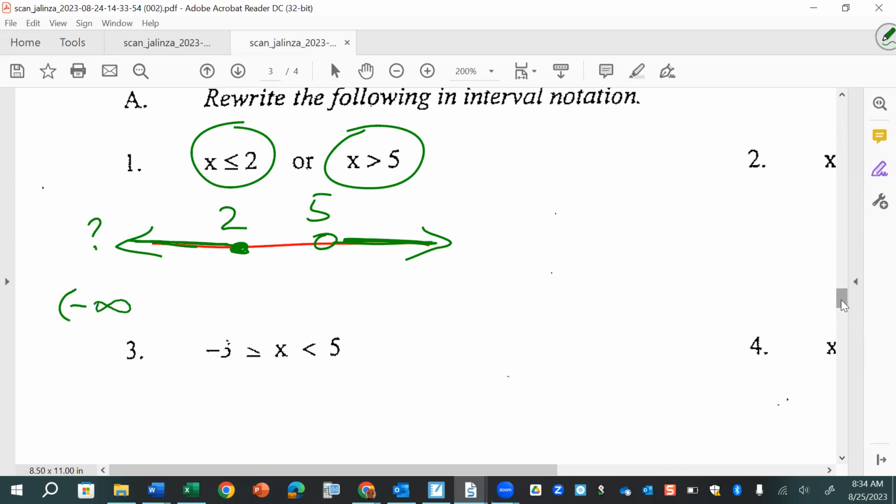Negative infinity. 2, and what does 2 get if it's closed? Okay, and then over here starts at 5, it's open, so it gets what? Paren, and it never stops.